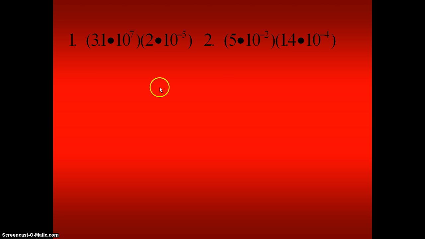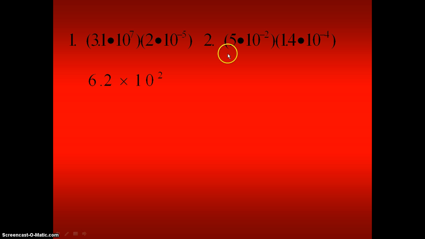Alright, so give number 1 and number 2 a shot on your own. So take a second and multiply the first two numbers for number 1. So you're going to do 3.1 times 2. Remember to leave that base of 10 the same, and you're going to add those exponents and see what you get. So for number 1, you should get 6.2 times 10 to the 2nd power.